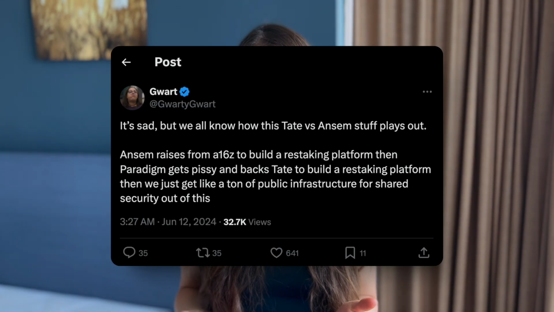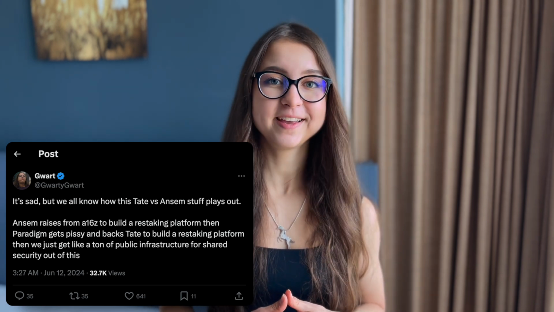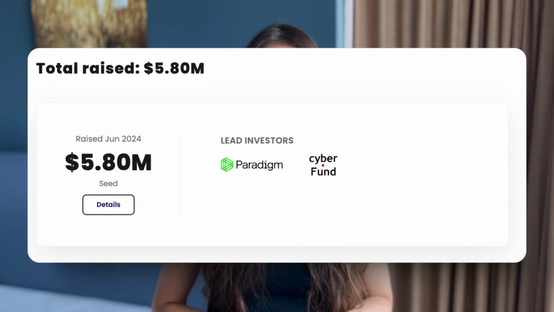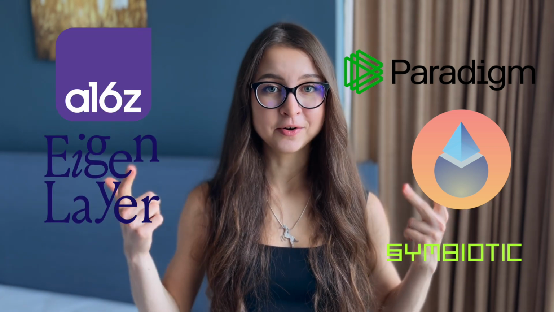What did Paradigm do next? It invested directly into an EigenLayer competitor, a cool new kid on the block, Symbiotic. There is one more interesting investor in this $5.8 million funding round, and that is Cyberfund. Cyberfund was funded by Lido's co-founders, and Paradigm is one of the lead investors in Lido and is also a lead investor in Symbiotic. So you can think of it as a coalition between Paradigm, Symbiotic, and Lido, a symbiosis, duh, and A16Z and EigenLayer on the other side.